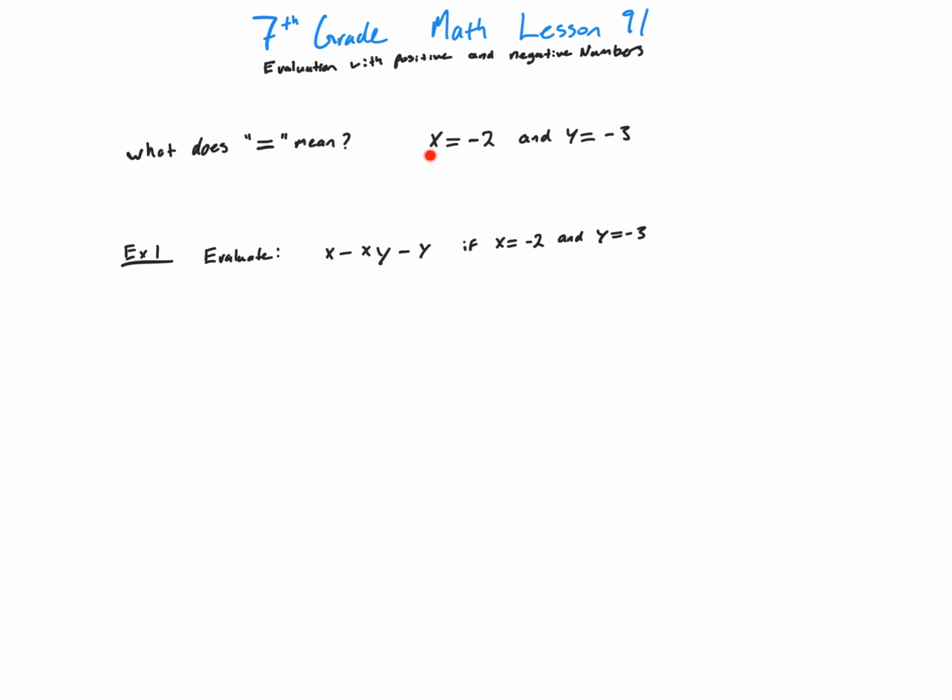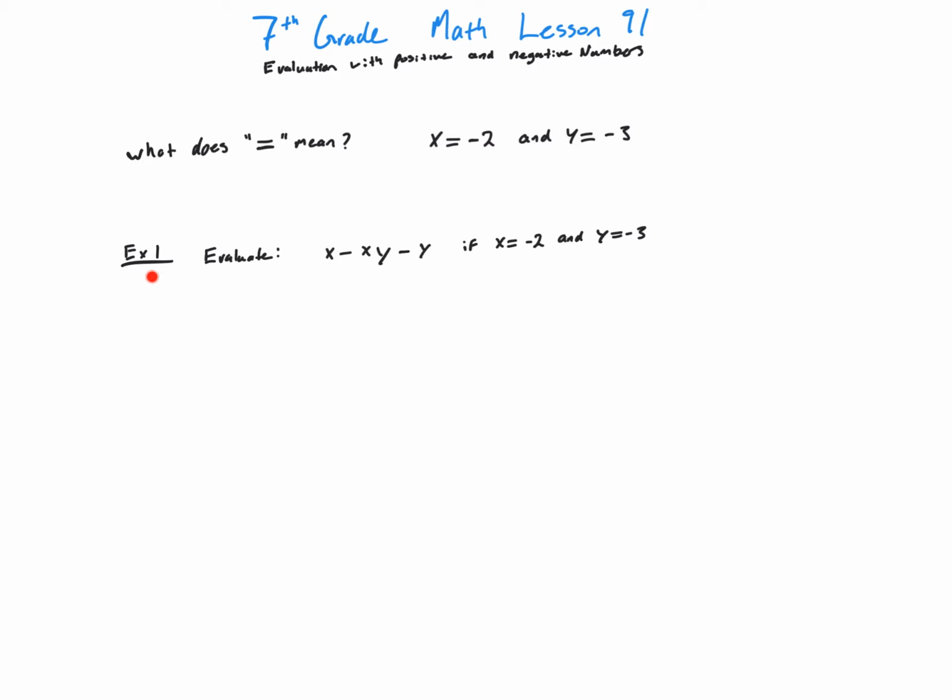It means that x and -2 are the same thing. They're equal. So you could say x's other name is -2, or -2's other name is x. Same thing with y is equal to -3. That means y's other name is -3.